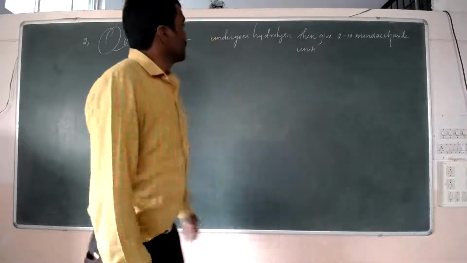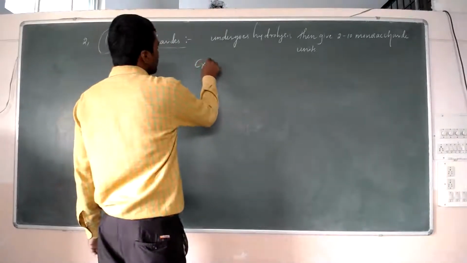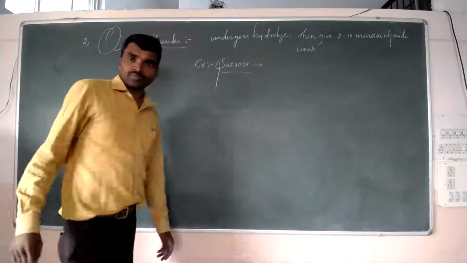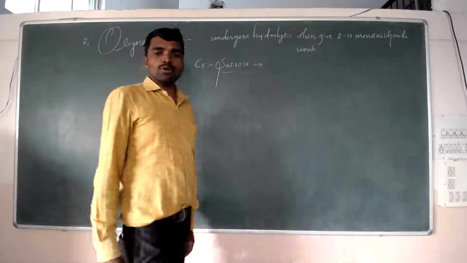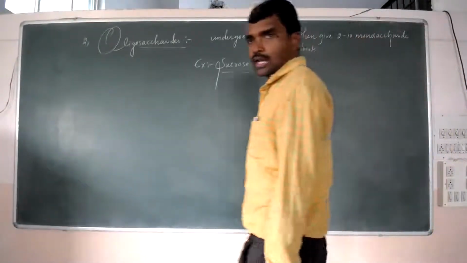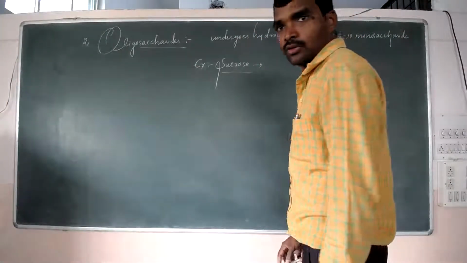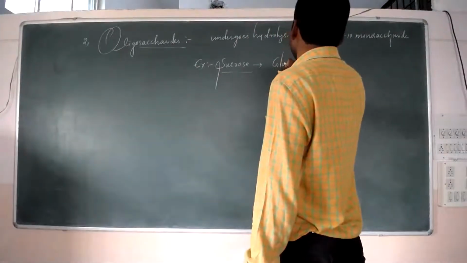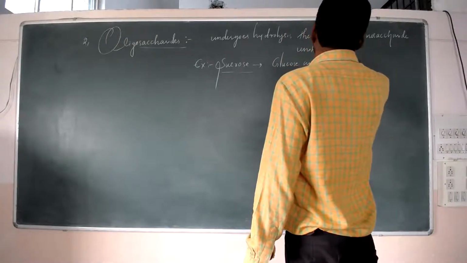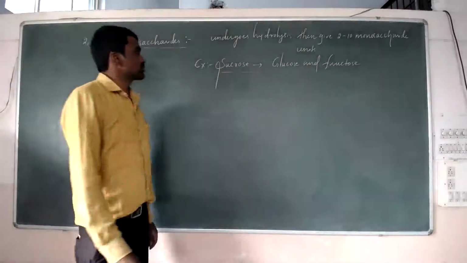So, for example, I'm taking sucrose. You know, sucrose is a composite of 2 monosaccharides. Sucrose undergoes hydrolysis to give 2 monosaccharides. What are those? Glucose and fructose.